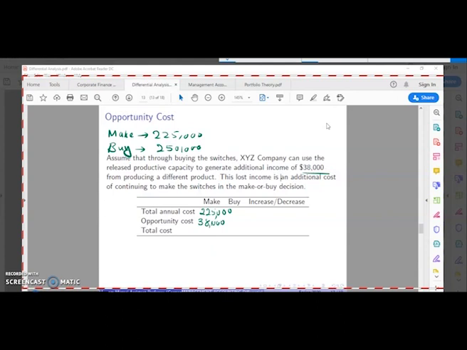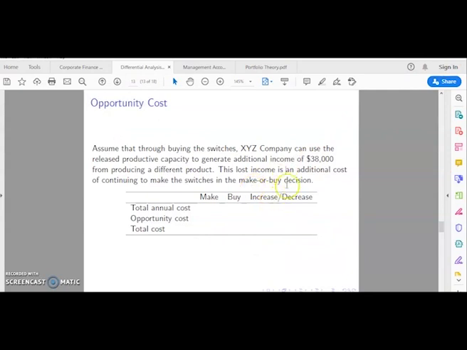So the total this time will be 263,000, while for buying the product it is 250,000. So the difference between these two, which is 13,000, is the additional cost that I will have in case of making the product instead of buying the product. Therefore, it will change my decision again. This is why we need to consider the opportunity cost whenever we may have it.